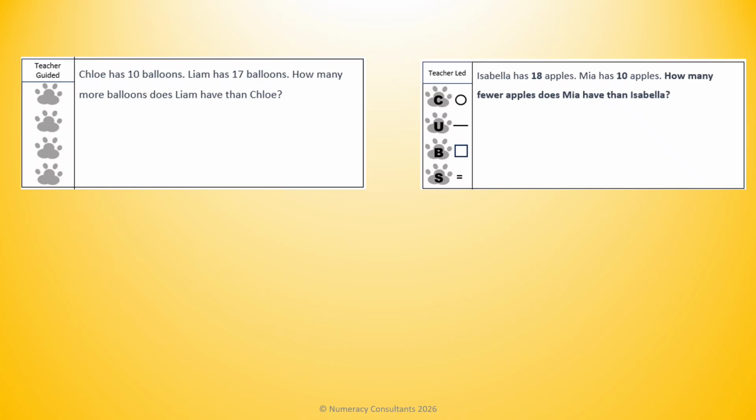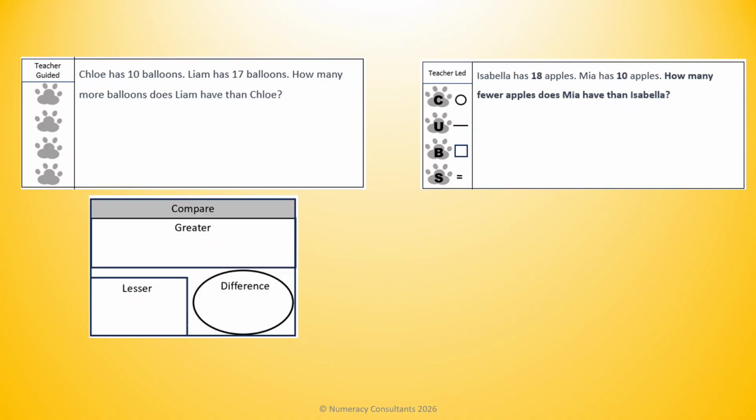So right away, also the tip, how many more balloons, how many more often lets you know, yes, there's definitely going to be a comparison going on. Once you identify the schema, it's pretty easy because, okay, who has the greater amount? Liam has 17 balloons. Chloe is the lesser amount. And what we're trying to do is find out the difference. We know that Liam has more than Chloe, so we just need to know what that number is, and again, how we go through and do it.